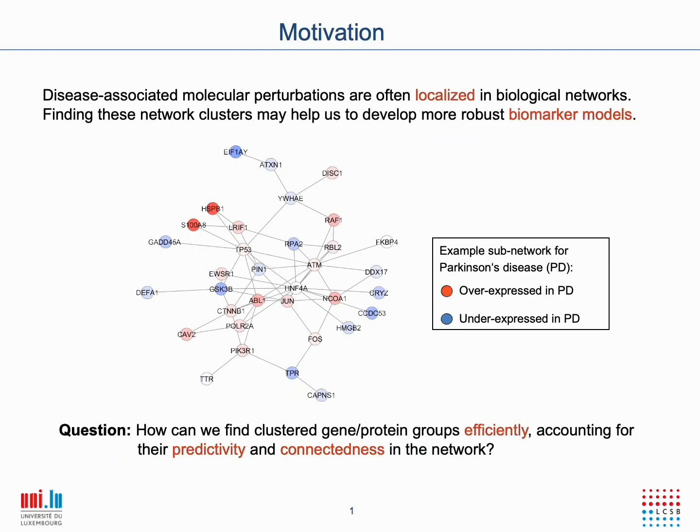Disease-associated molecular perturbations are often localized in biological networks. Finding these network clusters may help us to develop more robust biomarker models. So the question that we addressed in our work is, how can we find clustered gene or protein groups efficiently, accounting both for their predictivity and connectedness in the network?